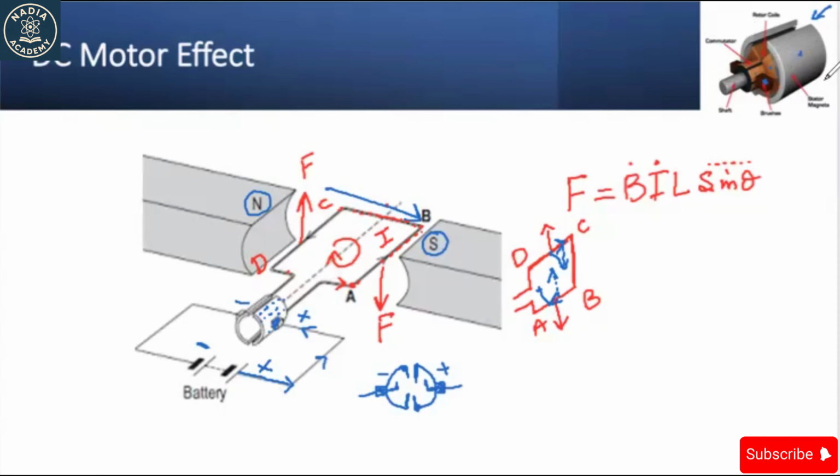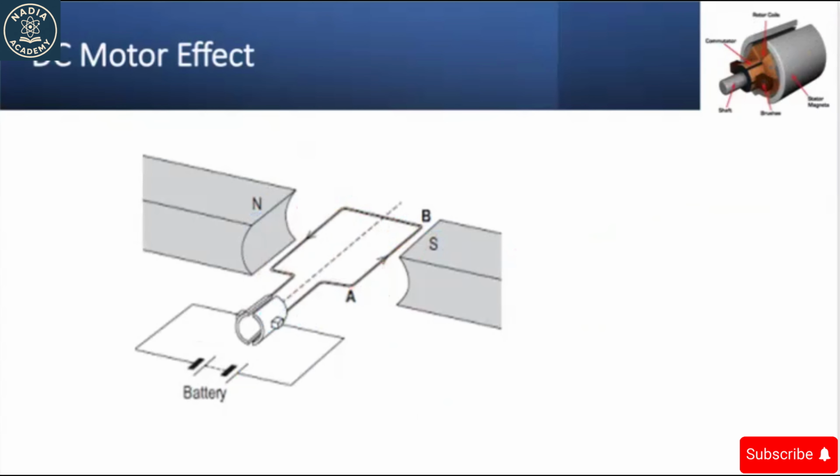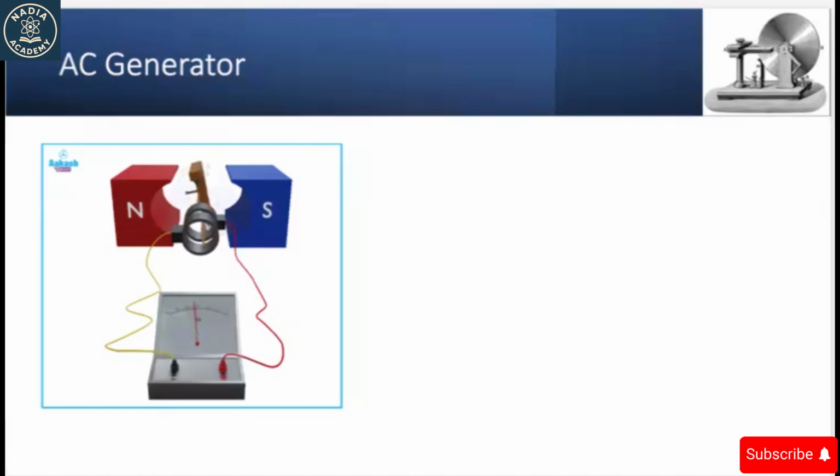Now, the most important part is the AC generator. Let's understand how the AC generator works. The AC generator is the opposite effect to the DC motor. In a DC motor, we provide current and the coil rotates inside the magnetic field. But in the case of an AC generator, we mechanically rotate the coil inside a uniform magnetic field, which induces EMF in the coil. So how does it happen?